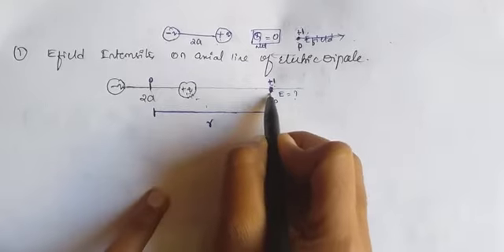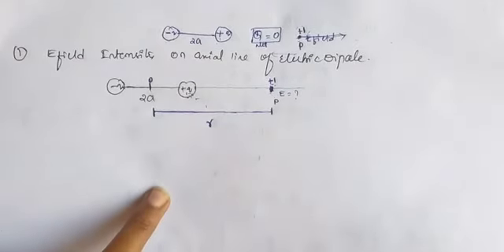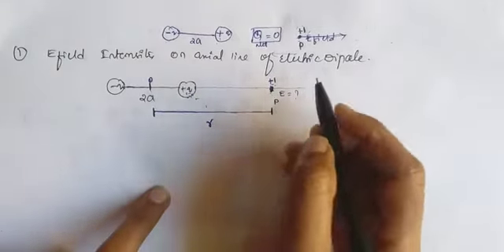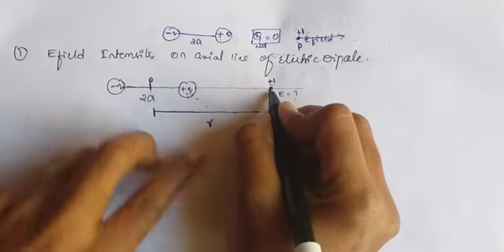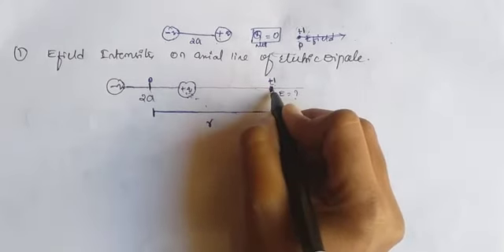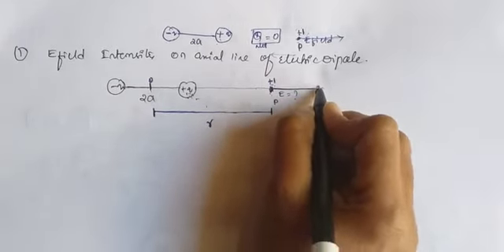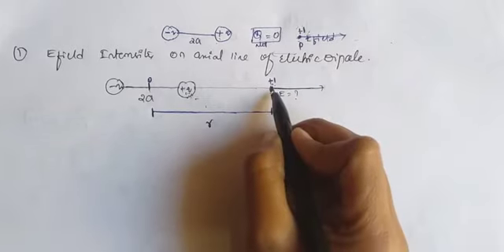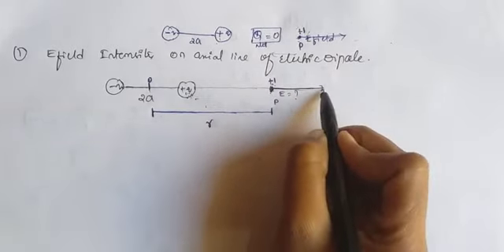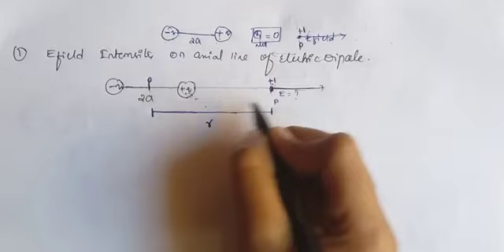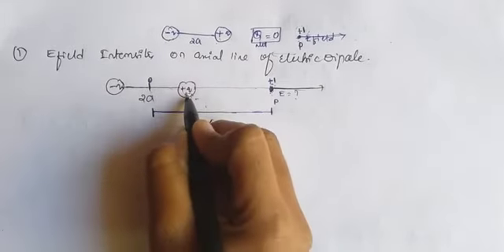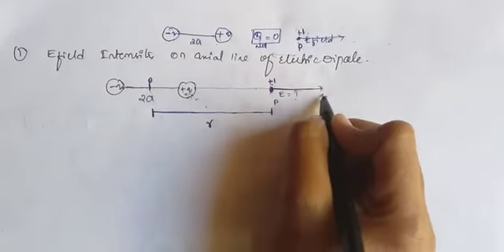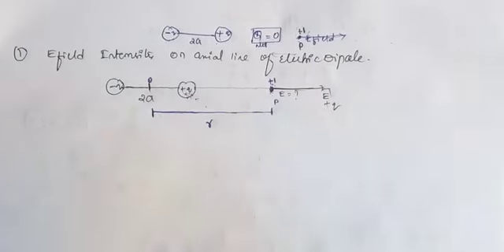Repulsive means the electric field is always away from the charge. Okay, so here this is a positive charge. Here the electric field is always away from the positive charge. The electric field direction is from positive to negative, no? So this is the positive electric field direction, and it is away from the charge. The electric field direction is always away from the charge. So this is the electric field due to positive charge.